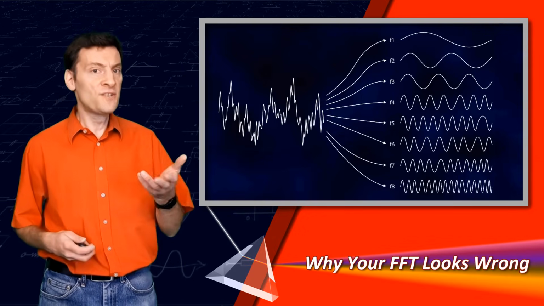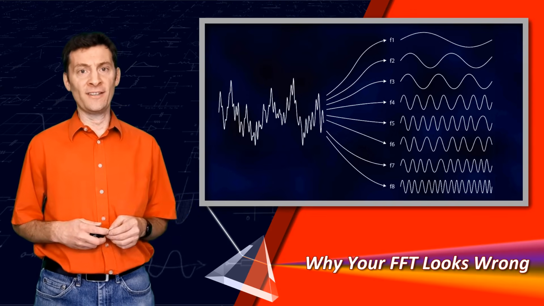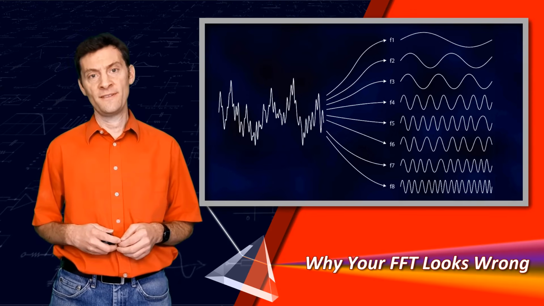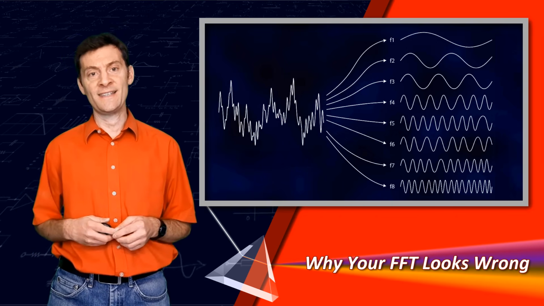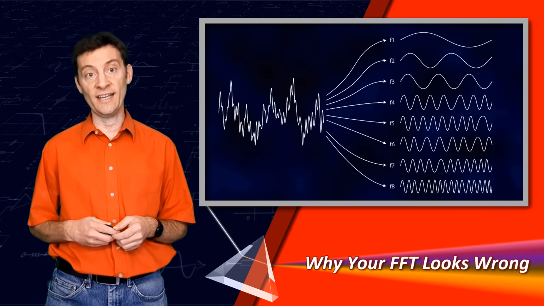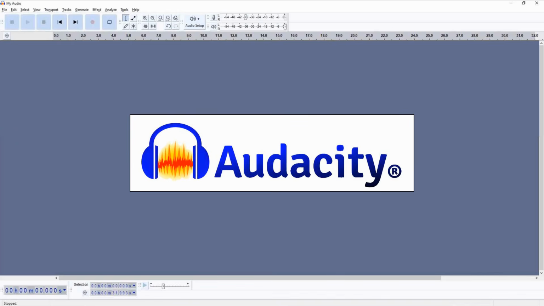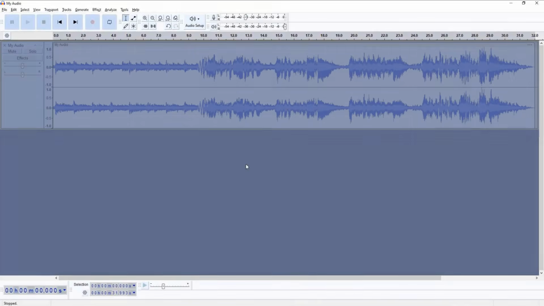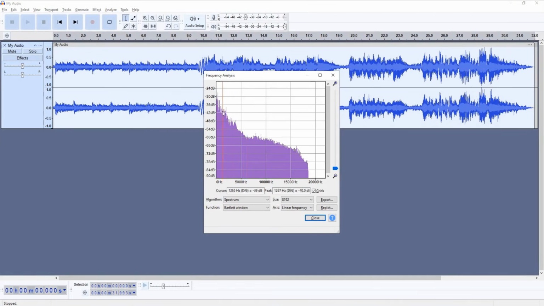FFT tells you which frequencies are present in your signal, right? So let's take a signal and run an FFT on it. There are many tools out there that enable us to perform a spectral analysis, but I first met the FFT as part of my hobby of sound engineering in a program called Audacity, an open source audio editing package. Here's what happened. I clicked on Analyze and Plot Spectrum and got my graph.